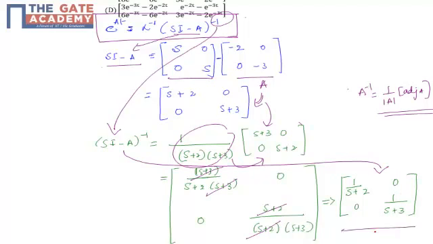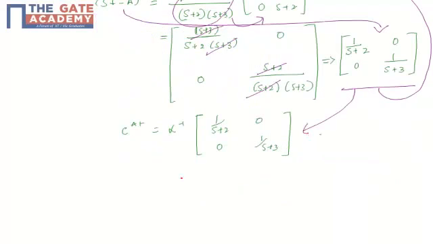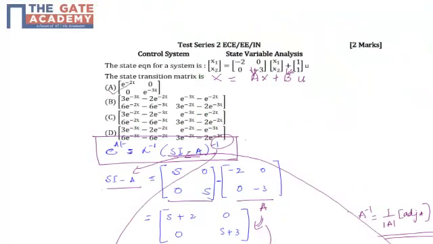So when we substitute in this formula, Laplace inverse of sI minus A inverse, substituting this matrix and applying Laplace inverse to it, we'll obtain e to the power of minus 2t, 0, and this one is 0, and e to the power of minus 3t. So this is the answer, and this is option A.